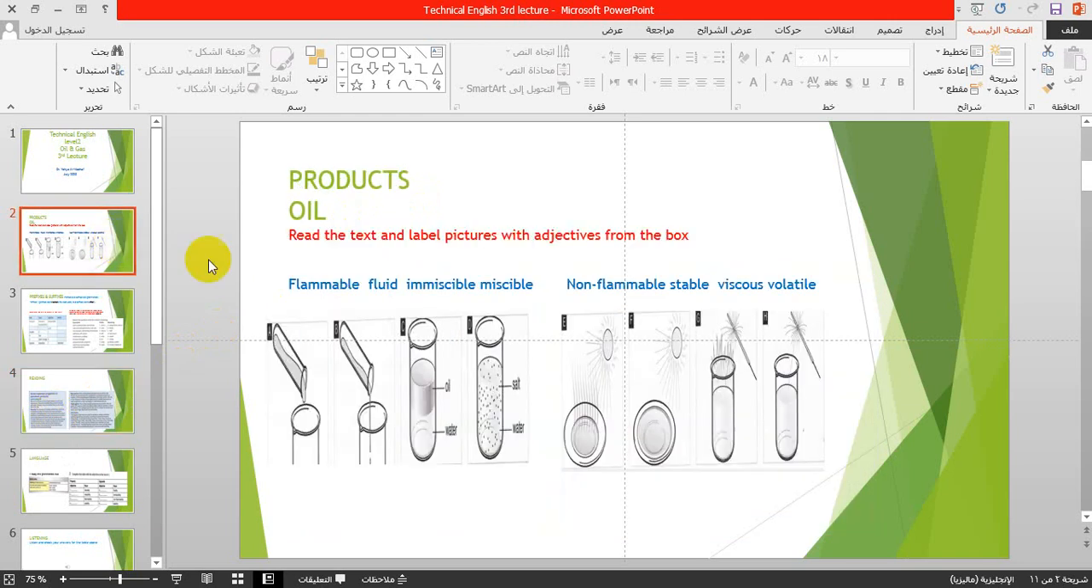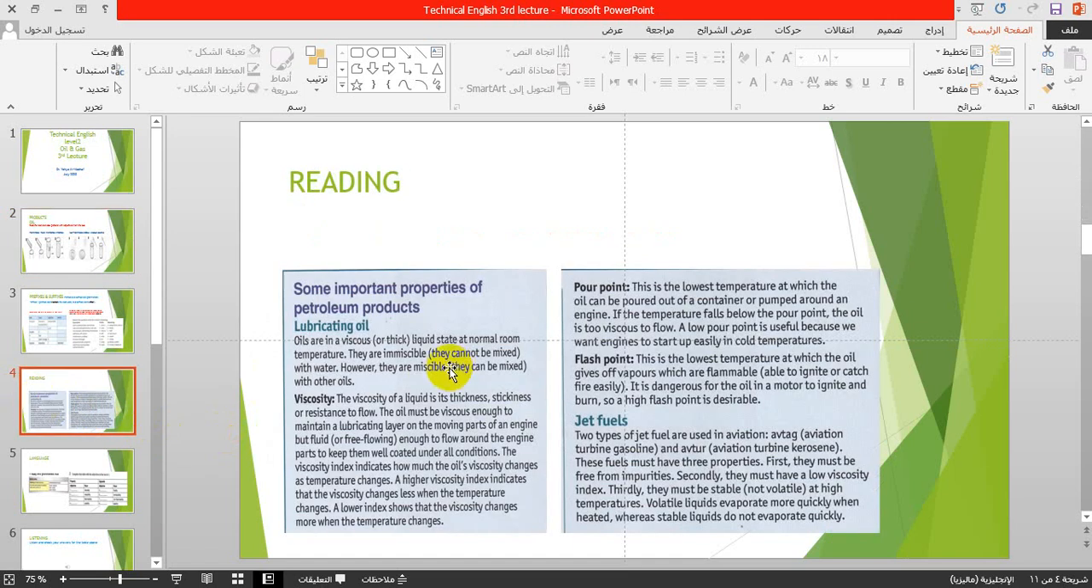And label pictures with adjectives from the box. Look at these adjectives: flammable, fluid, miscible, non-flammable, stable, viscous, and volatile. Look at the picture. You have A, B, C, D, whatever, and you have here 1, 2, 3, 4, 5, 6, 7, 8. 8 pictures, and you have 8 adjectives. Okay, now let's go to the text to read here.